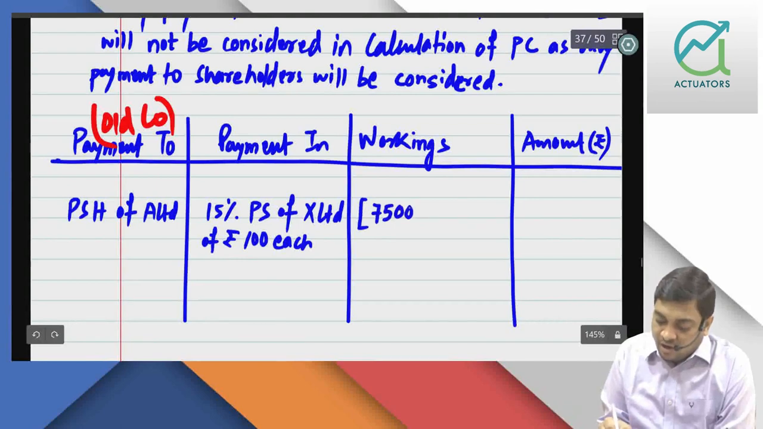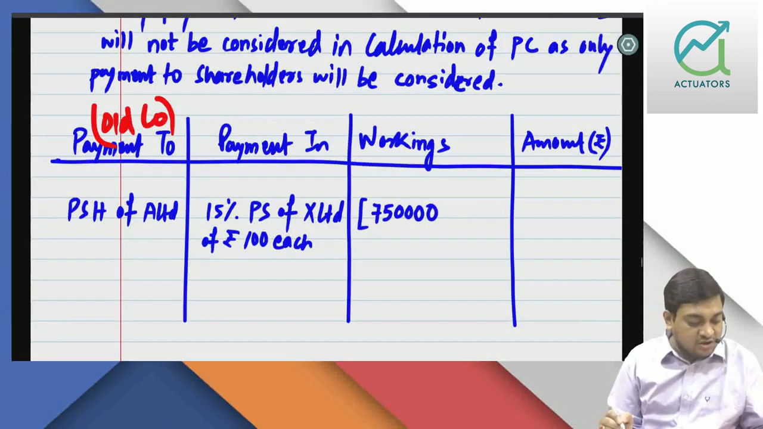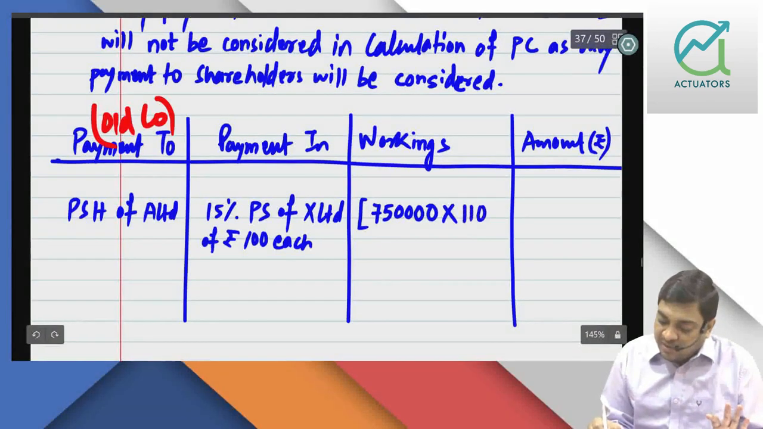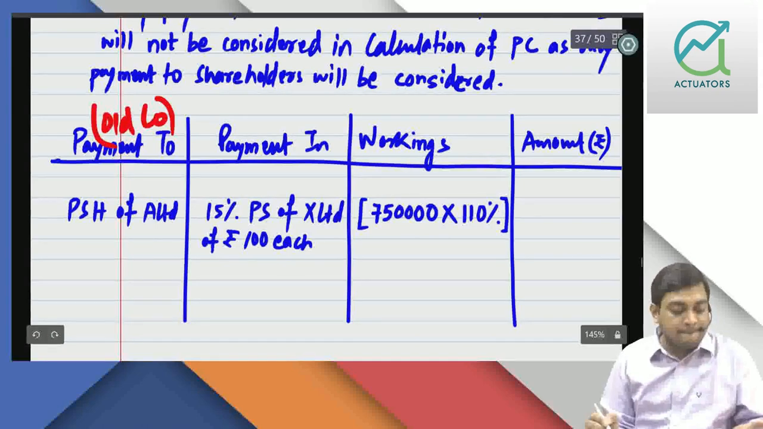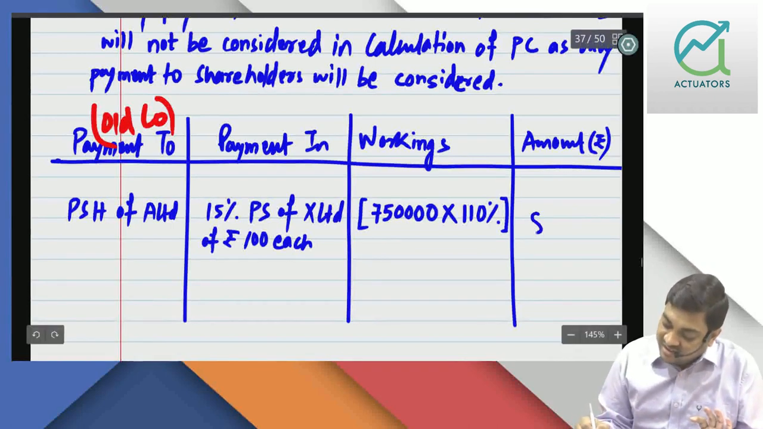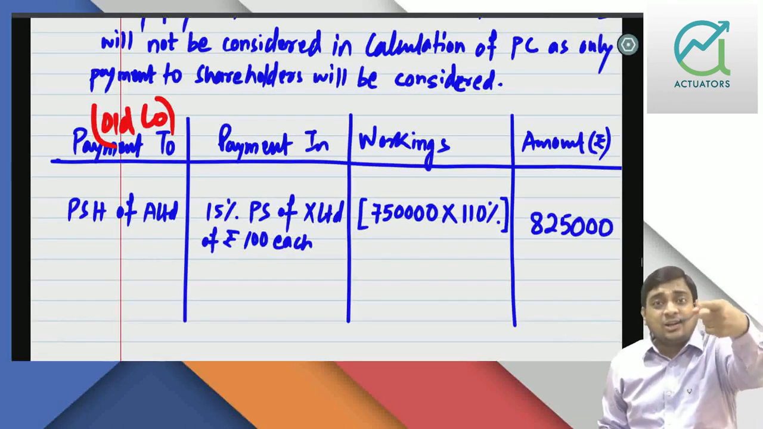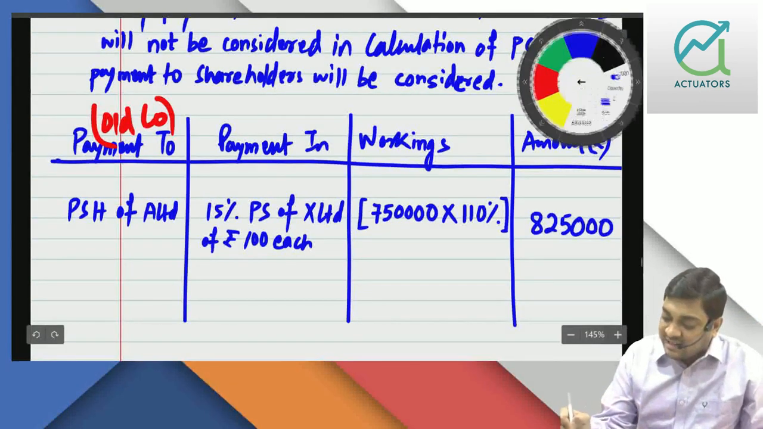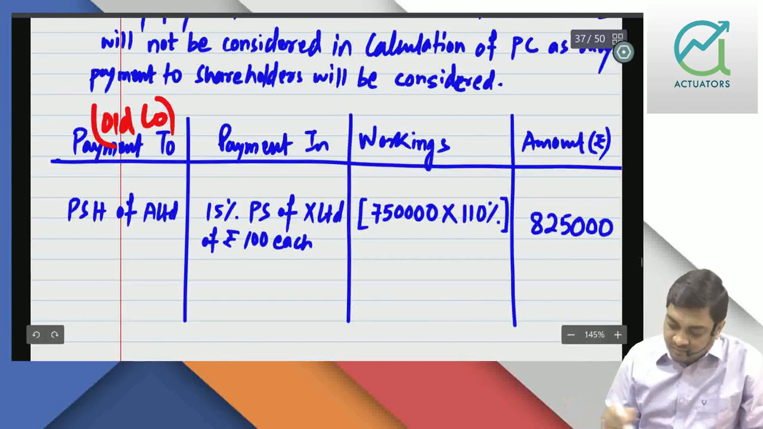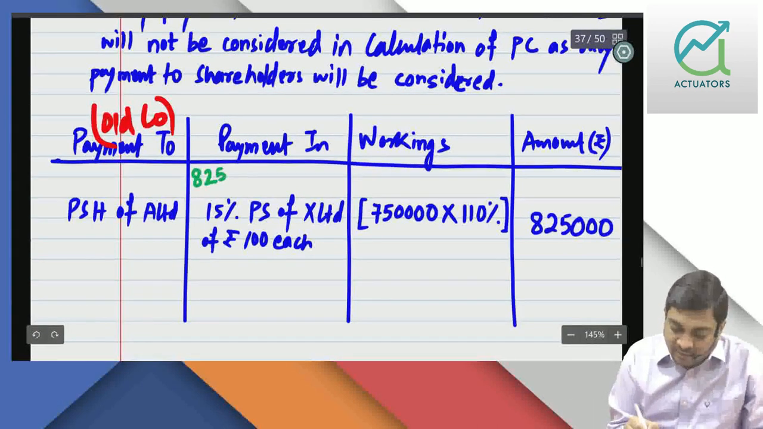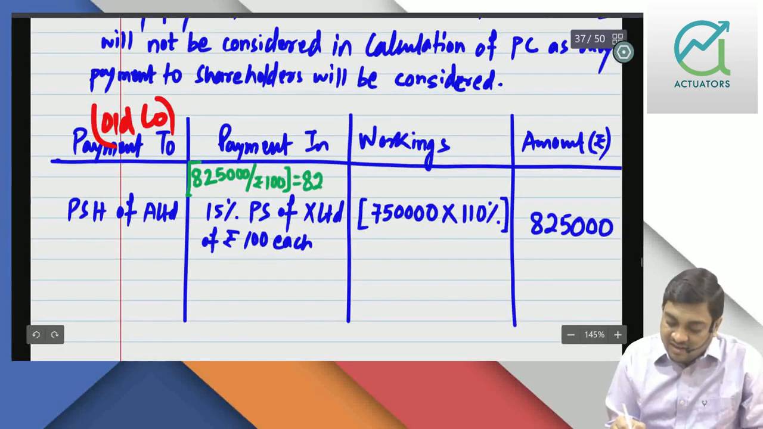The preference share capital of the old company is 7 lakh 50, if I'm not wrong. See the balance sheet. And they have agreed to pay us 10% premium. So 7 lakh 50 into 10% more comes to 8 lakh 25 thousand. If they have to give us 8 lakh 25 thousand, now you can automatically determine the number of shares. Divide by rupees 100 each, and I will give you 8,250 shares.